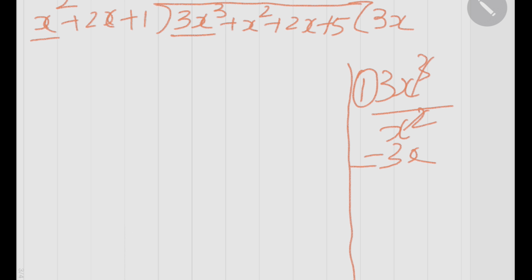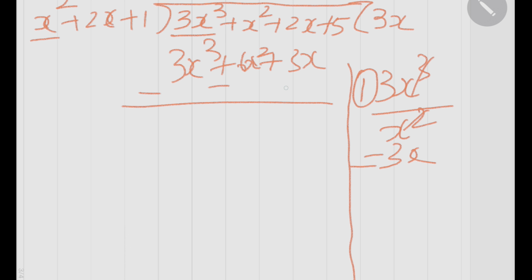Now multiply: 3x into x square is 3x cube. 3x into 2x is 6x square. 3x into 1 is 3x. Now change the sign so that cancellation is possible: minus, minus, minus. Plus 3x cube minus 3x cube will cancel each other. After that, plus x square minus 6x square is minus 5x square. Then 2x minus 3x is minus x. Now 5 is left out. Bring it down, so plus 5.